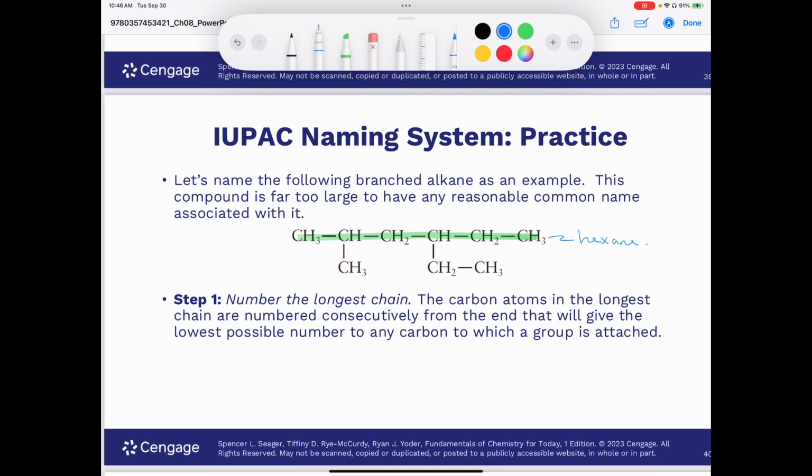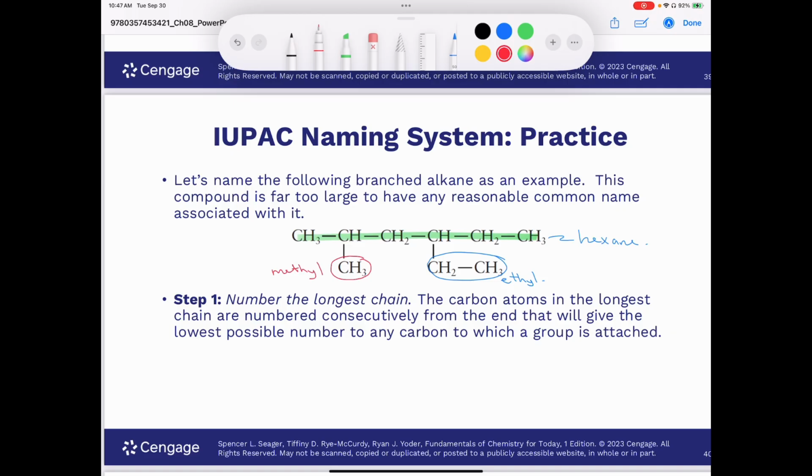So now what we do is we're going to look at the alkyl groups that are attached. Okay, so this one is a CH3, and this one is a CH2CH3. So you might remember this one is an ethyl group, and this one here is a methyl group.